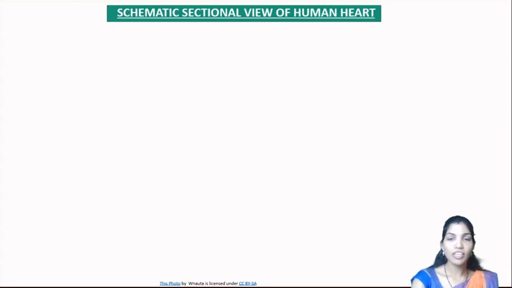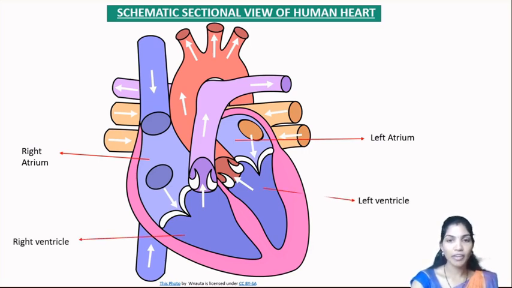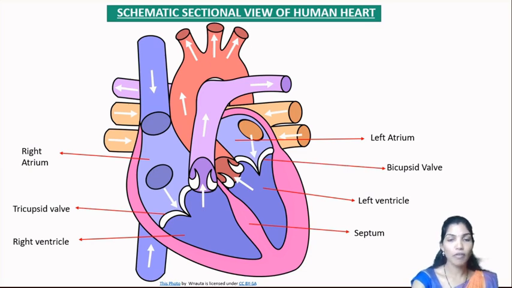This is the sectional view of human heart. If you recall the parts once again, this is right atrium, left atrium, right ventricle, left ventricle, and these are tricuspid valves. These are bicuspid valves. These valves prevent the backward flow of blood. As a result, blood never enters from right ventricle to right auricle or right atrium again.